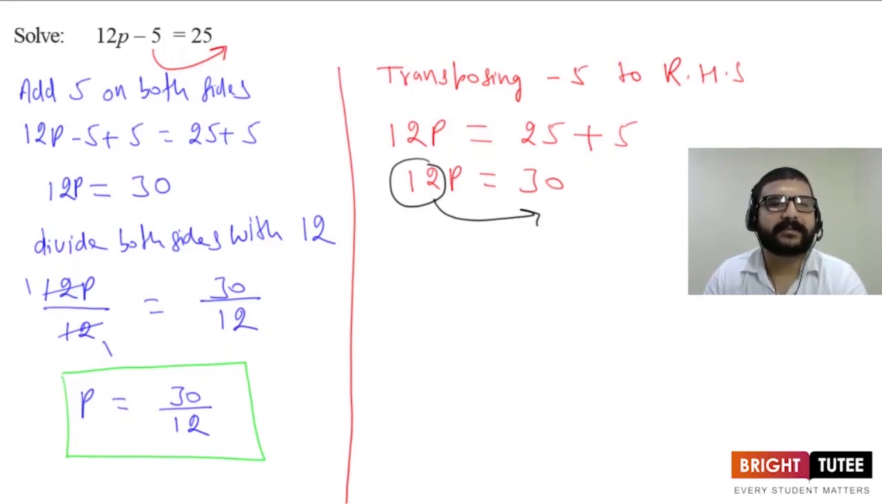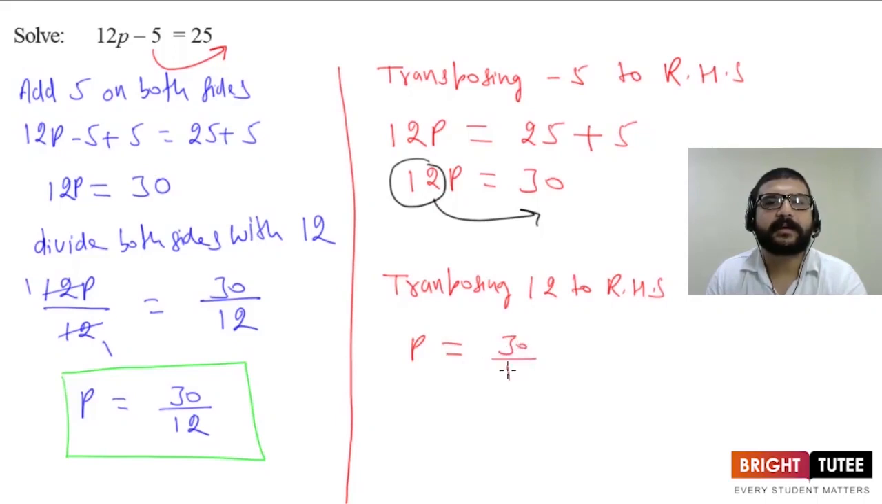So this will give us, what we can say now, we are transposing 12 to RHS, and this multiplication will be converted into division. So this gives us p is equal to 30 upon 12, that is 30 divided by 12. So the value of p from here also we got as 30 upon 12.